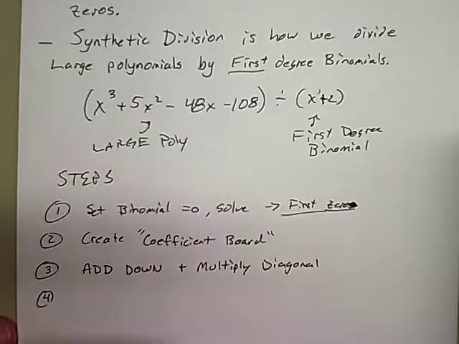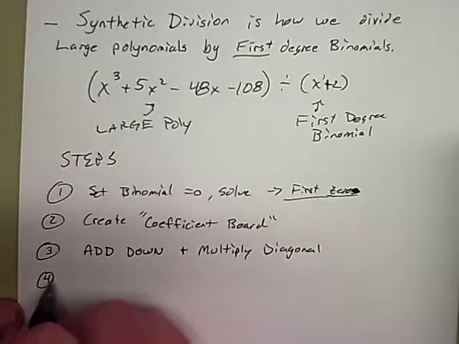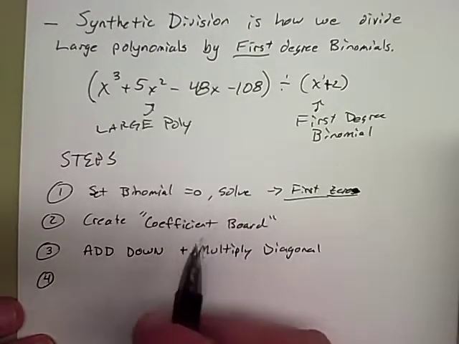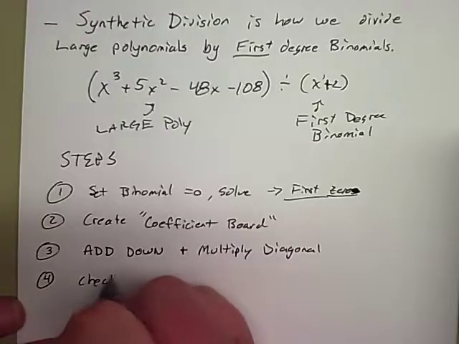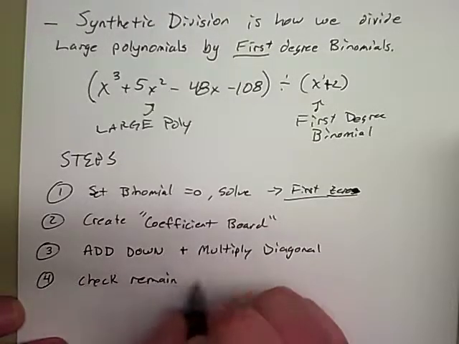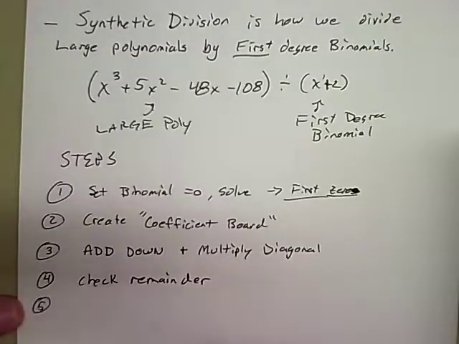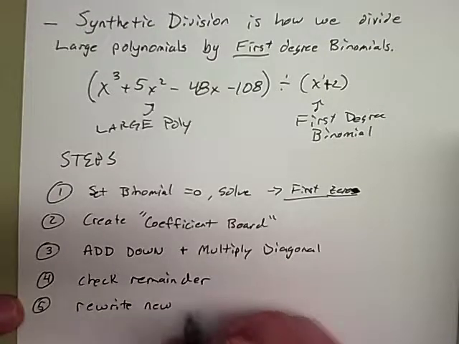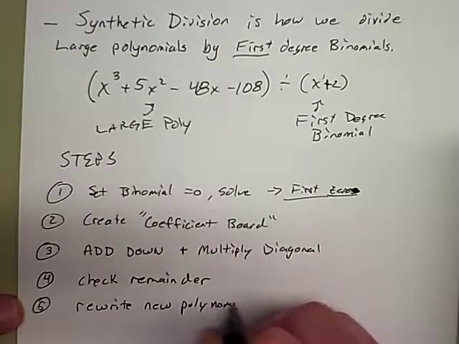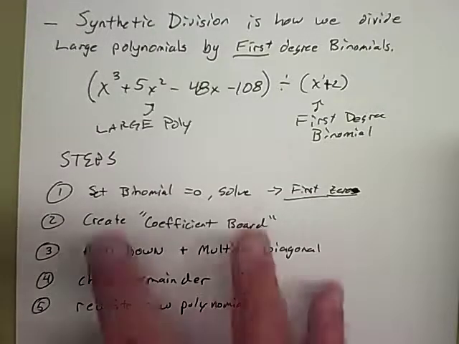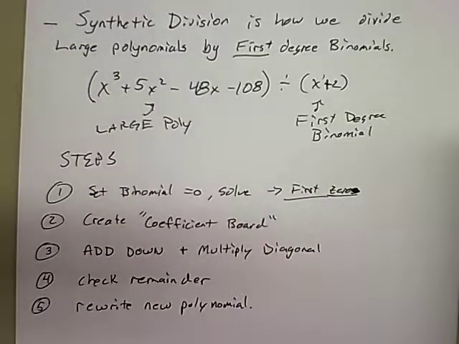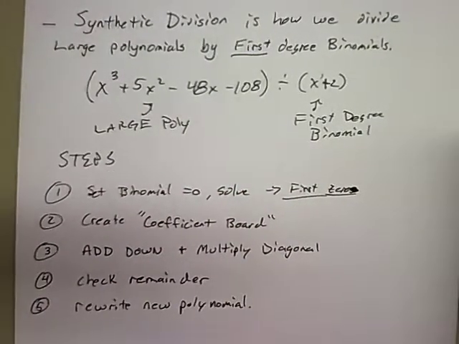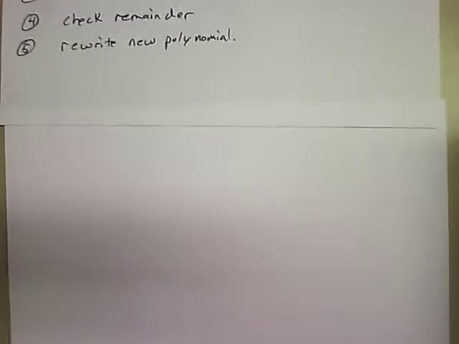And then step 4, once we have our remainder, we're going to check the remainder. Step 5, we're going to rewrite the new polynomial that we get. All right, so these are the steps that we have. And here in a second, I'm going to go through and do the example. I'm actually going to do this one here, just so we can see it. Okay? So, those are our steps.